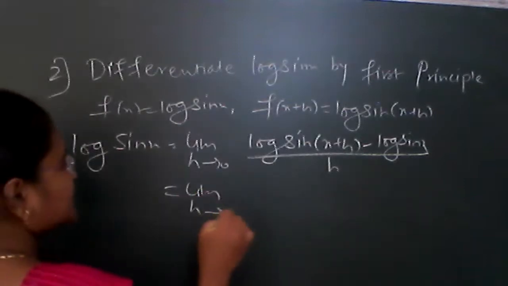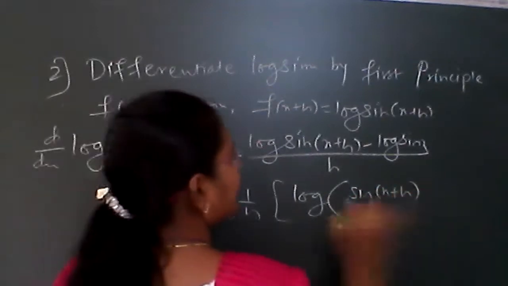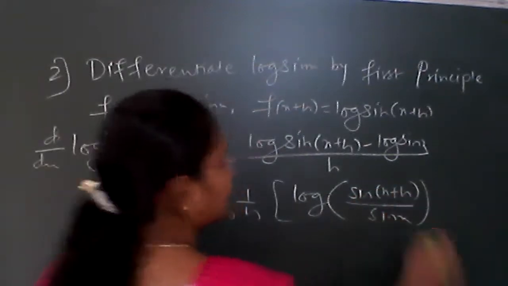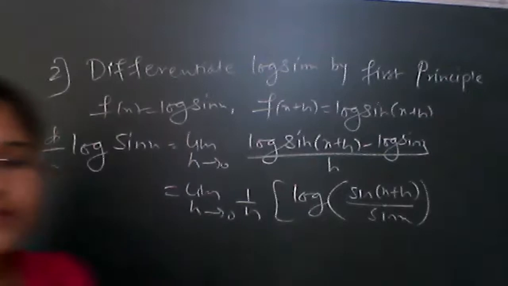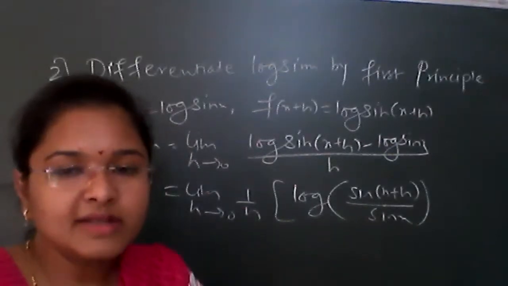So we now have the limit as h tends to 0 of 1 upon h times log of sin(x+h) upon sin x. Any doubt in this?